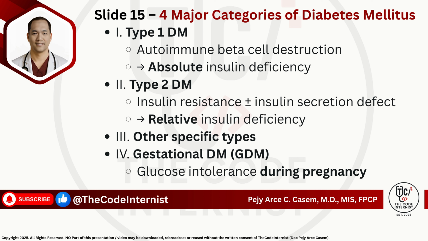Diabetes mellitus is officially divided into 4 main categories. First, type 1 diabetes, where the immune system destroys the beta cells in the pancreas, leading to almost zero insulin production. Second, type 2 diabetes, which involves insulin resistance and a gradual decline in insulin secretion. The third category includes other specific types, often due to genetic or secondary causes. And finally, we have gestational diabetes, which is specific to pregnancy.